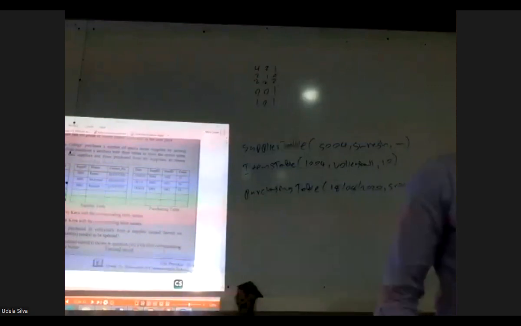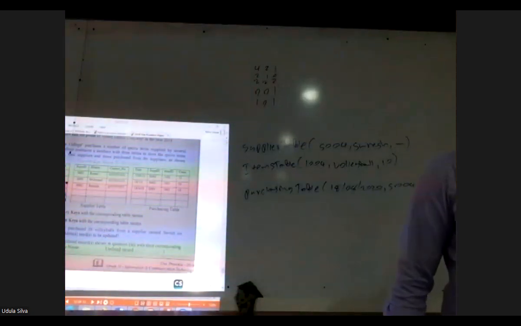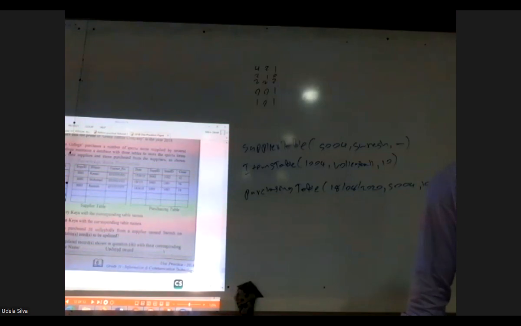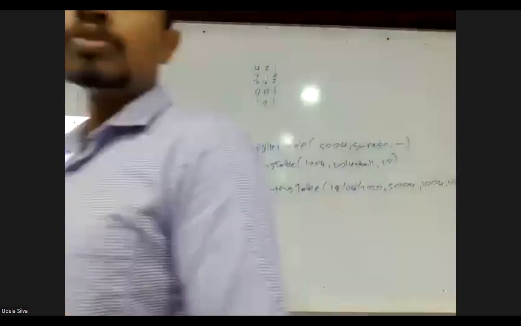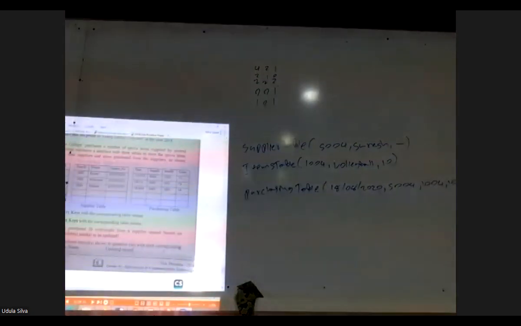Yes, for the first one, primary key is 2 marks. Then foreign key is 2 marks. Third one, the 3 tables, 2 marks. Sorry, 4 marks. And fourth one, 4 marks, the records.